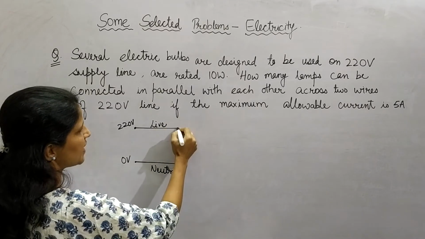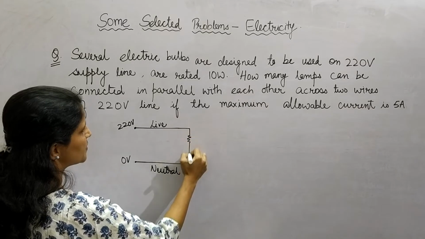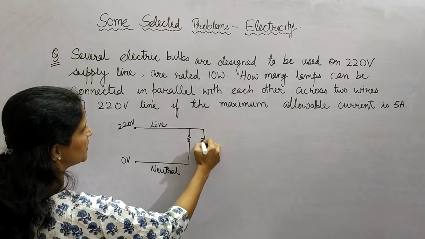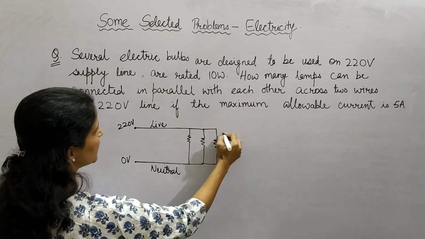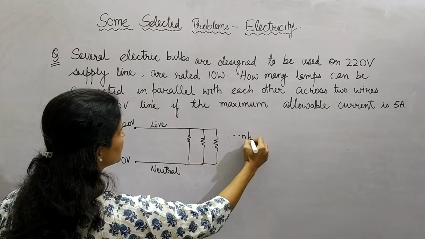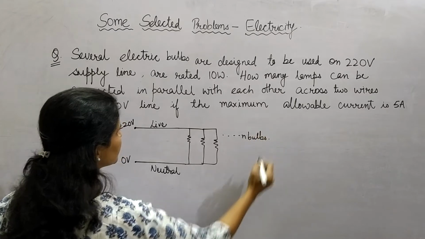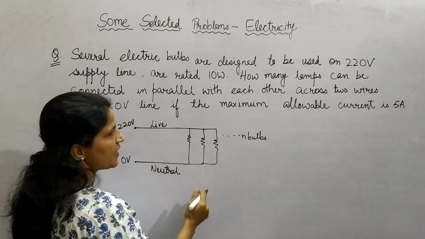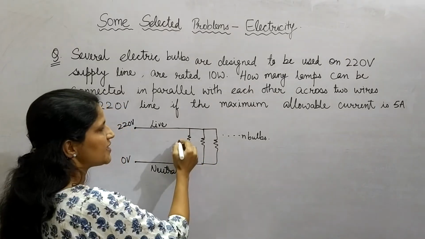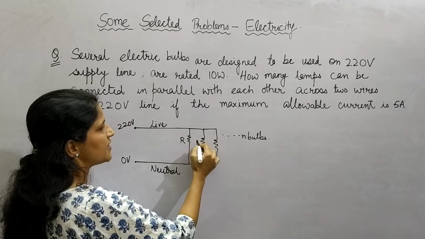And the question is asking us how many such bulbs can you connect in parallel with each other in this particular line. We don't know how many bulbs we can connect. There can be n bulbs. This is what the question is asking us. So how to proceed with such type of questions? When we are provided with the rating of the bulb, it means that we can easily find out the resistance of the bulb.